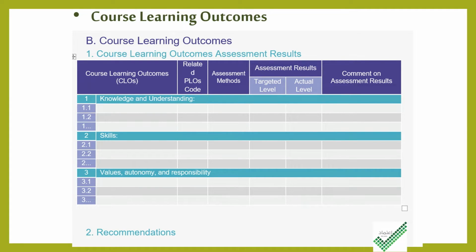The next topic is about course learning outcomes. This table is about the learning outcomes of the course that are linked to the program learning outcomes. What is the assessment method that you use to assess this learning outcome? What is the actual result compared with the targeted level, and your comments if your actual level is below the benchmark. So this table is the same as in the old form, and you have to fill it in.